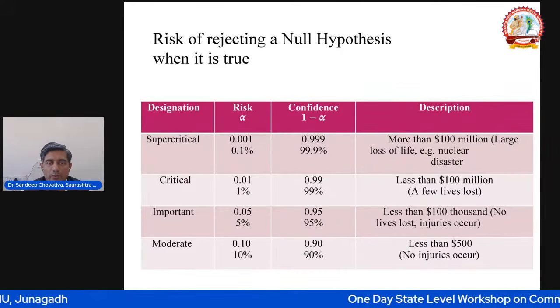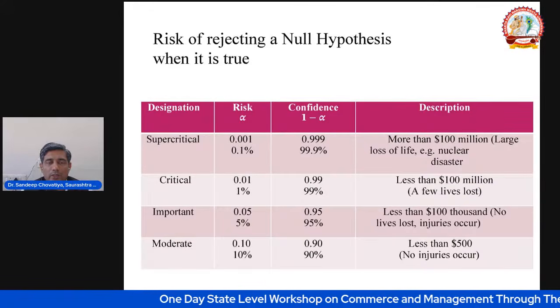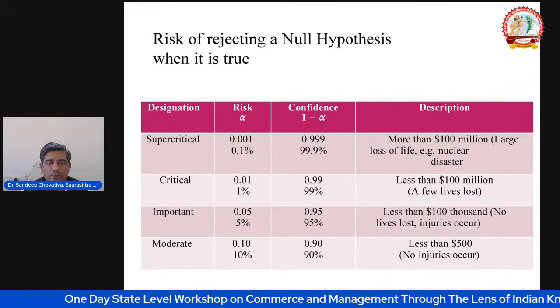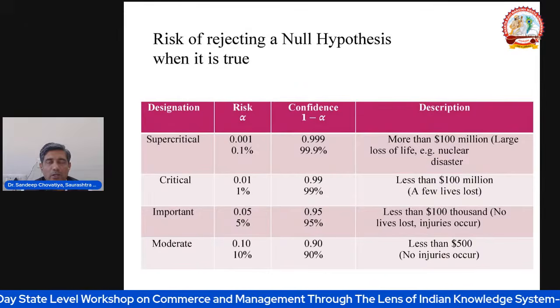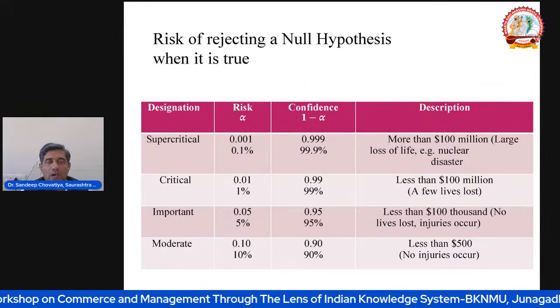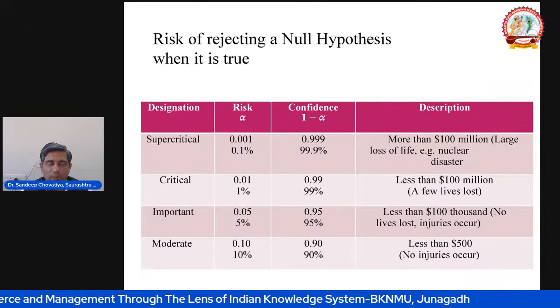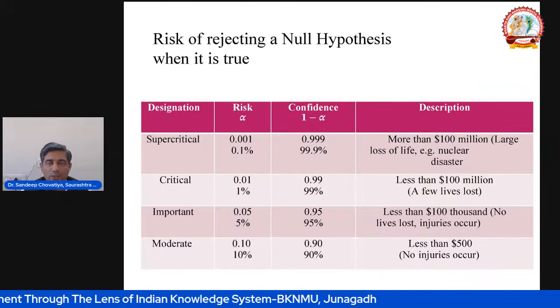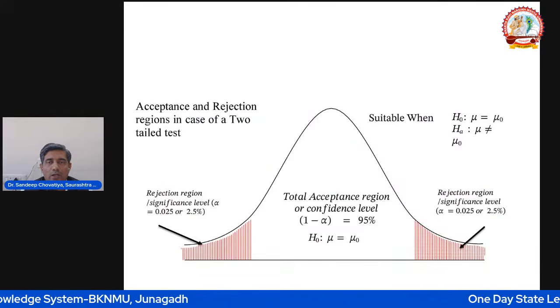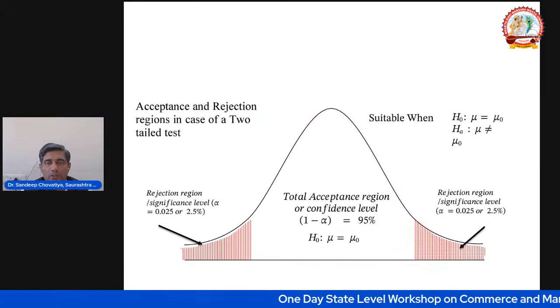We also discussed supercritical, critical, important, as well as moderate risk, based on which we select the alpha for our research project. In this regard, in the last lecture, we started with the discussion of this chart.